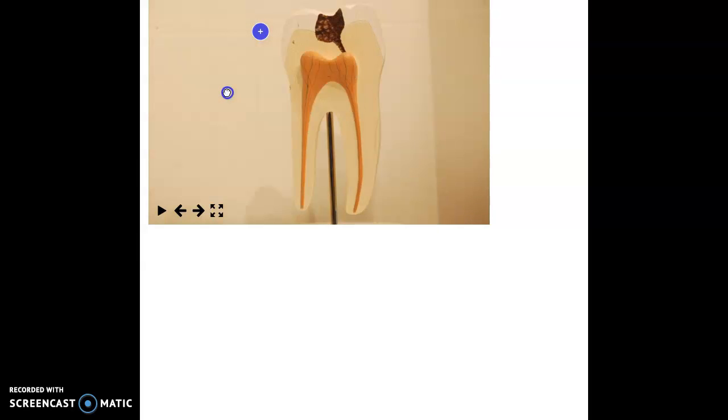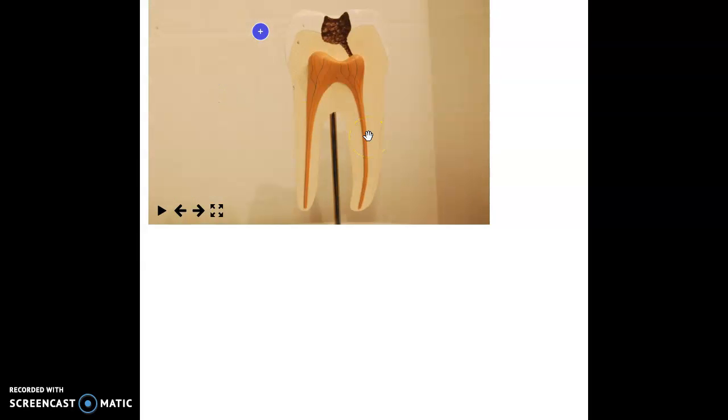Now, I looked at some pictures and they weren't labeling the neck. Uh-oh, he didn't brush his teeth. He has a cavity. So, this is the inside.